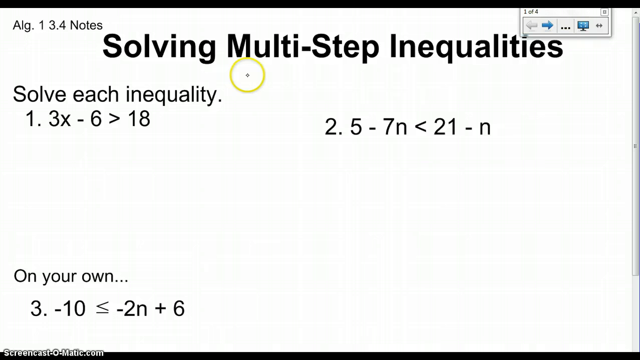Today we are going to be solving multi-step inequalities. So for the first several, we're just going to solve each inequality.